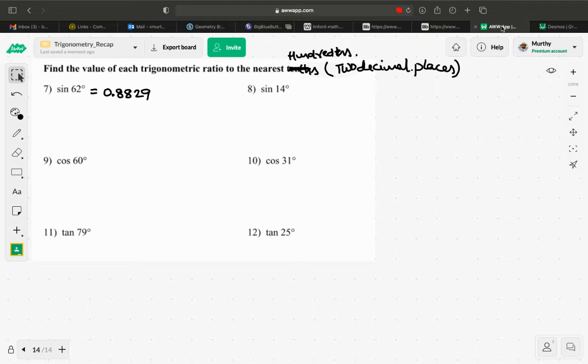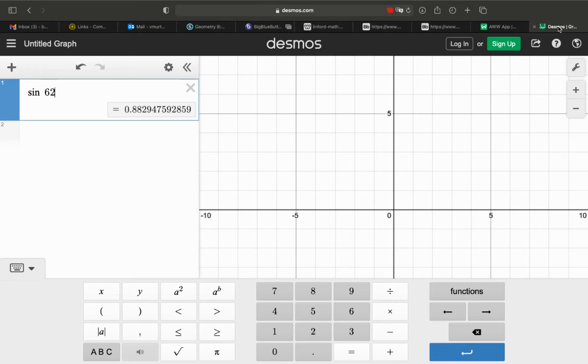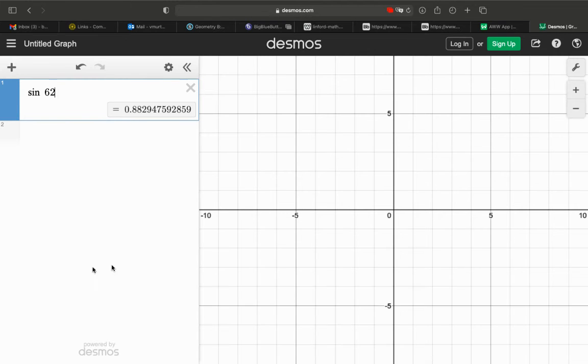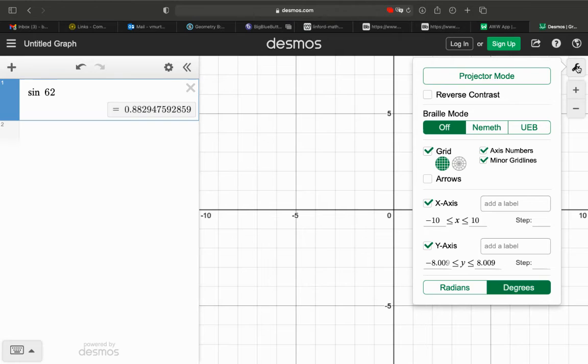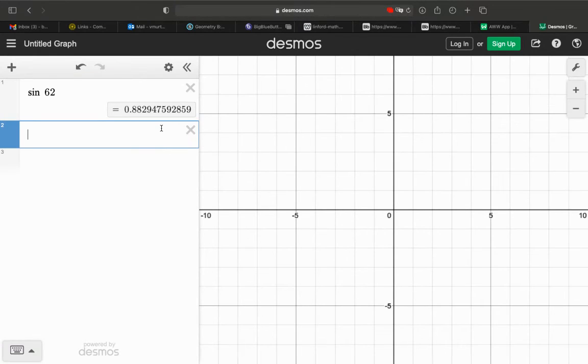Therefore, let me write that the value of sine 62 is 0.8829. As I told you before, after the decimal, I think 2 digits are fair enough. If you want to take more than that, that is also fine. Next question is cos 60. So please remember, whenever you use Desmos, please make sure that it is in degrees or radians mode, depending upon the question. If by default it is on radians, then you have to switch to degrees. Now the second one is cos 60. Therefore, let me type cos, then spacebar 60.